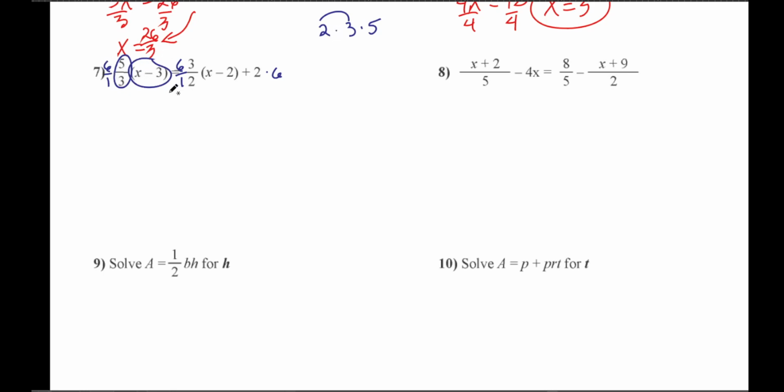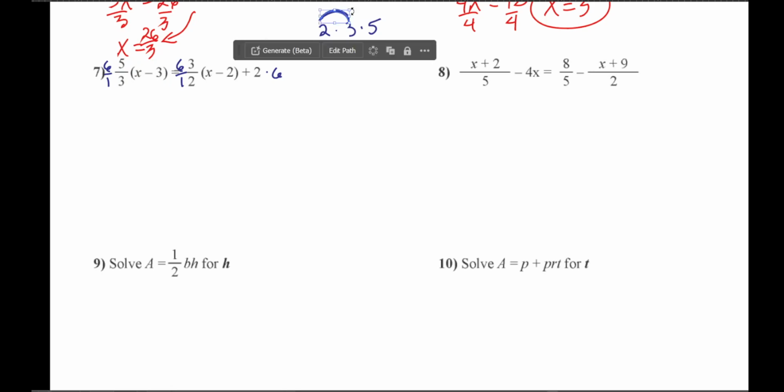Everybody see that? So I could take the 6 and multiply it by the x minus 3, but I don't want to do that because that's not going to get rid of my fraction. The whole idea of multiplying by that common denominator, that least common multiple, is to get rid of the denominators, to get rid of the fraction. Okay? Do you understand this right here? The 2 and the 3 are being multiplied. That's 6 times 5.